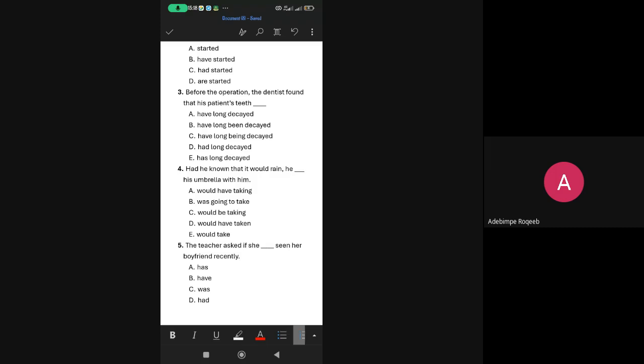Question number 5. The teacher asked if she dash seen her boyfriend recently. Now, this question is under reported speech. And remember from the rule, we already said that when you have a reported speech, it is preferable that you use had. So what do you think the answer to this question is? I think I already gave it to you. Yes, option D, had.